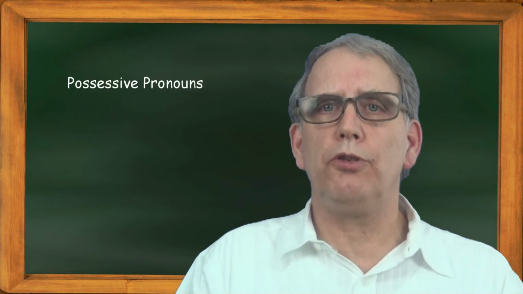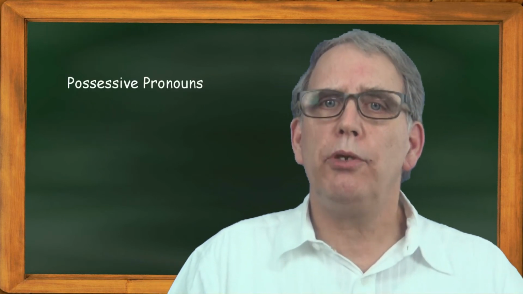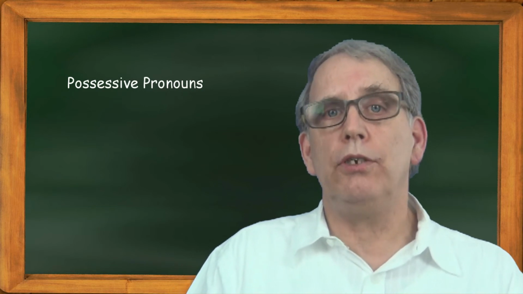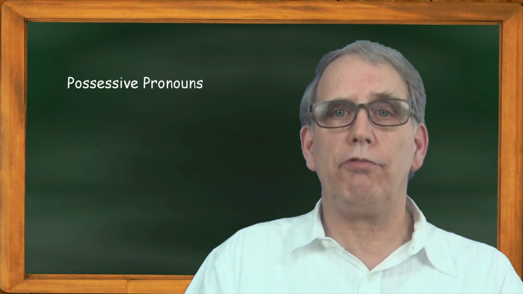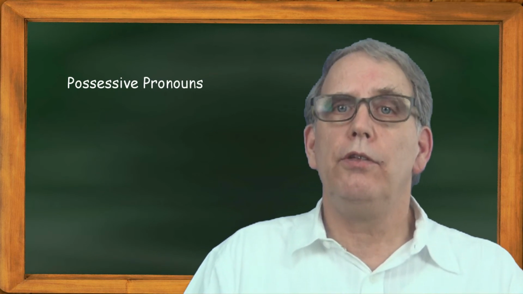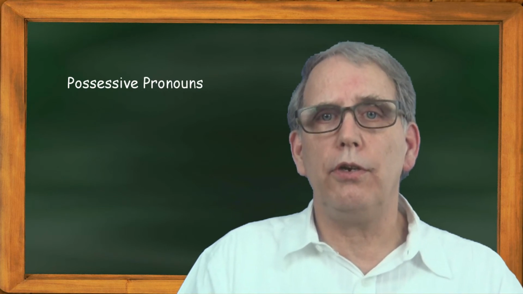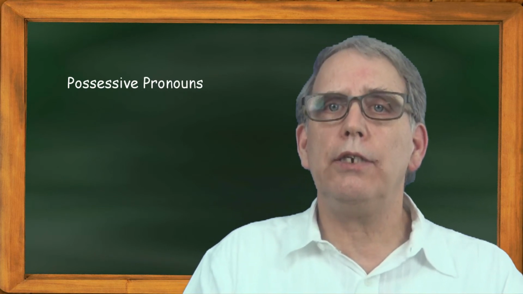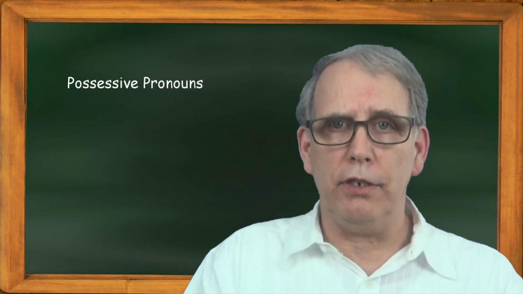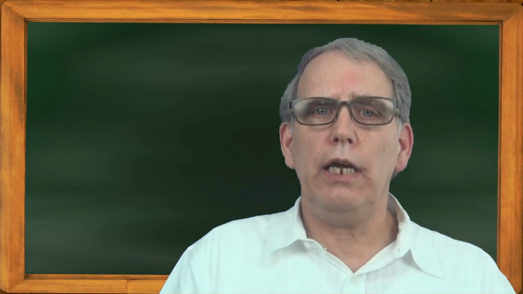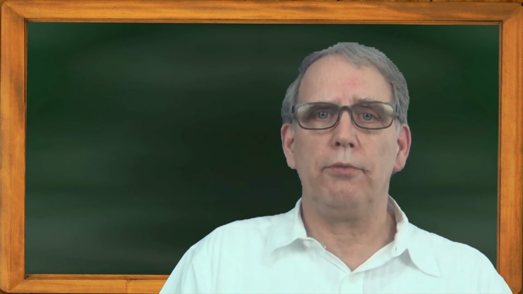Now let's move on to possessive pronouns. Possessive pronouns are used to show possession. They can also be used as substitutes for noun phrases and are typically found at the end of a sentence. The only rule you really need to concern yourself with as far as possessive pronouns are concerned is that they do not contain apostrophes. Let's look at a few example sentences to see how possessive pronouns work.